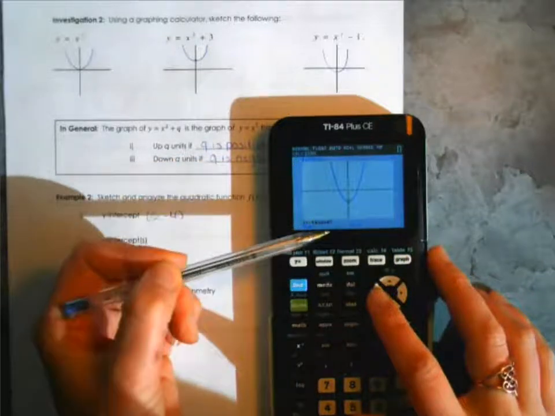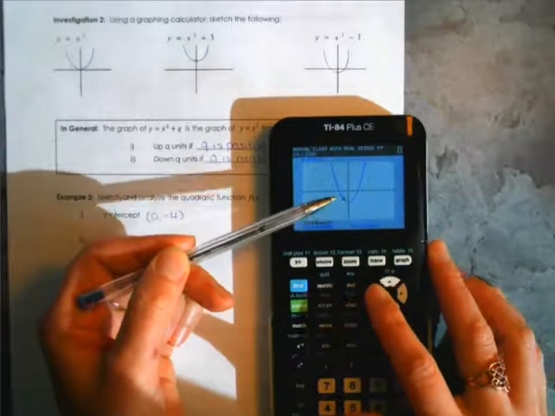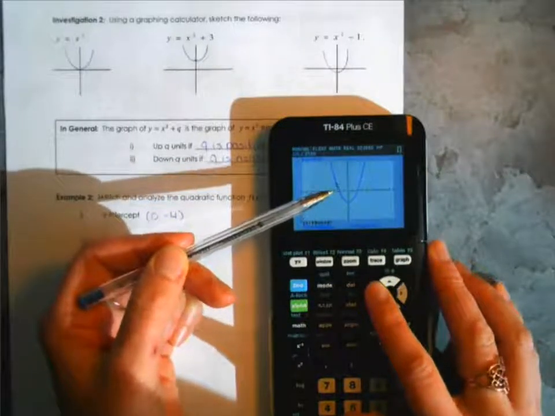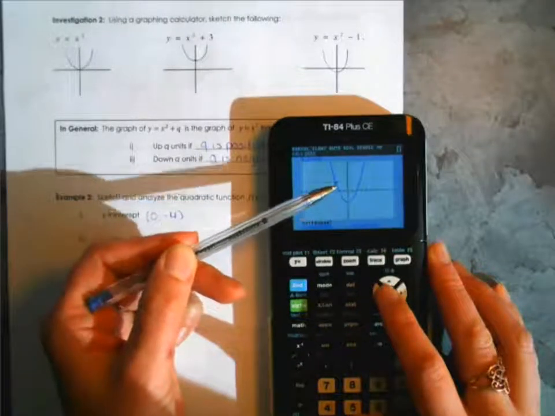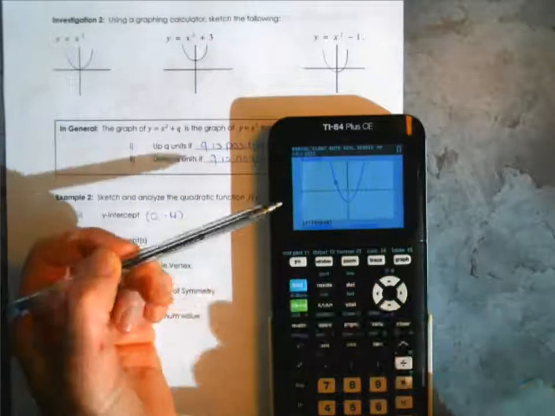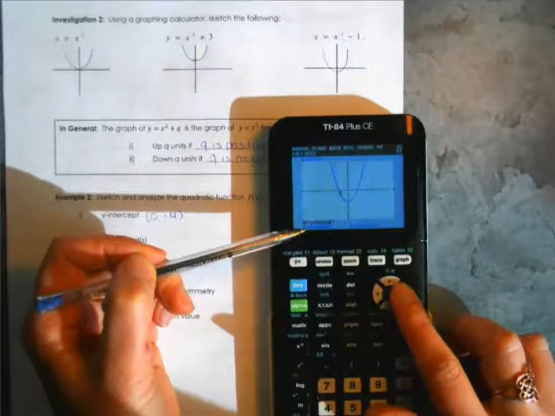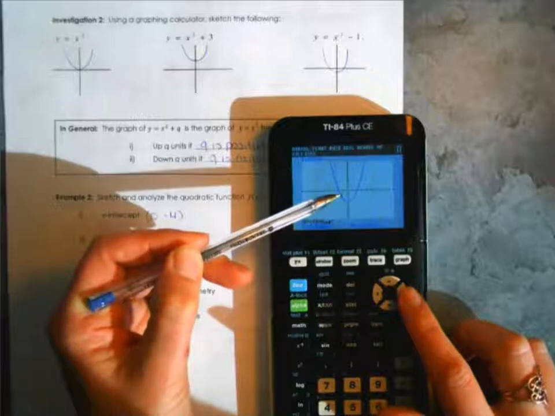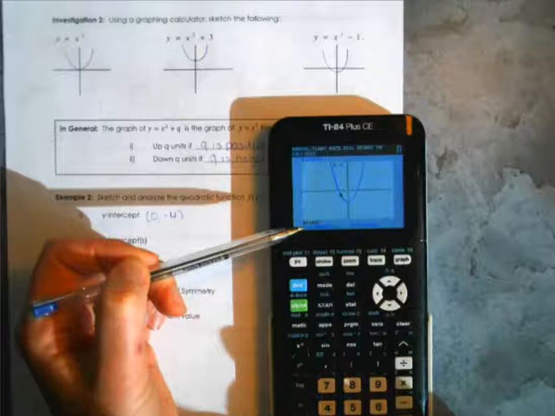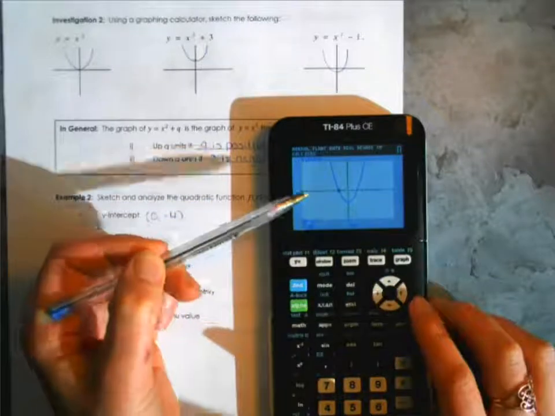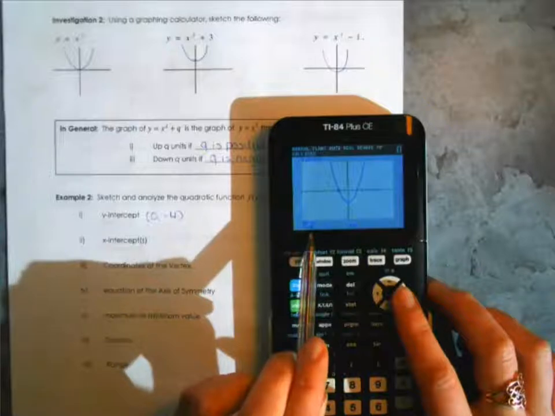Then it'll ask you this question, left bound. That means you want to go to the left side of whatever target you're trying to get. We want to know where it crosses the x-axis, so as long as you're to the left of that point on the graph, you should be fine. Hit enter. Then it asks you right bound, so I'm going to go to the right side of that point and hit enter. Then it asks you guess, so you hit enter again. And then it gives you, when y is equal to 0, x is equal to -2.